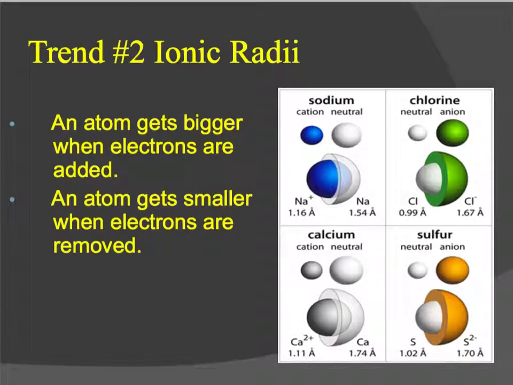Alright, time for the second trend. This is ionic radius, or ionic radii for plural. So this is basically an atom gets bigger when electrons are added, and atoms get smaller when electrons are removed. Finally, something that makes sense. You add and it gets bigger, you take away and it gets smaller.